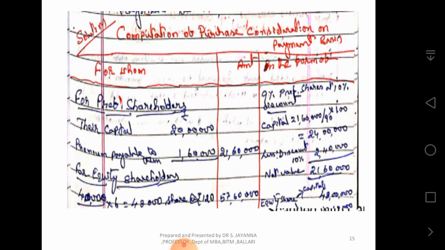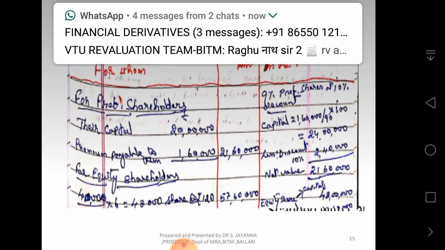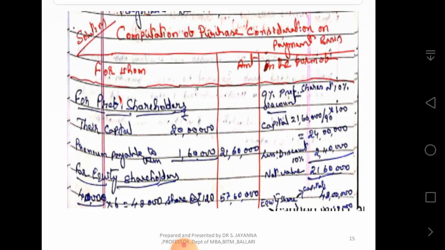So, computation of purchase consideration. For whom we will pay? For preference shareholders, the capital was 10 lakhs as you know it is given. Premium payable to them is given in the problem, 1,60,000. Premium to shareholders. Okay, are you clear now? So, it comes to 21,60,000. Coming to equity shareholders, how many equity shareholders are there?